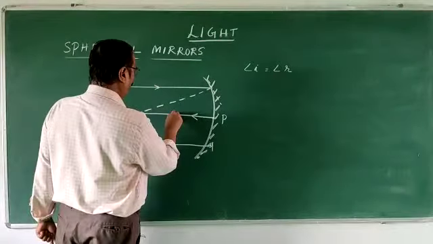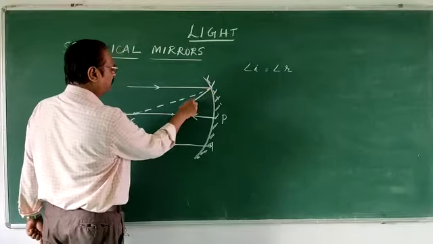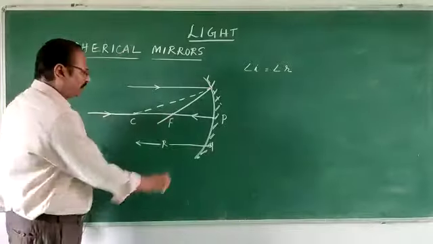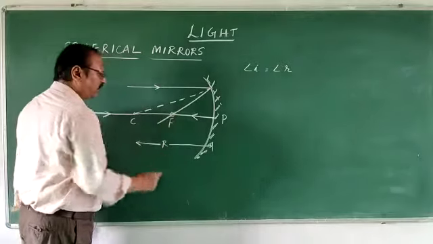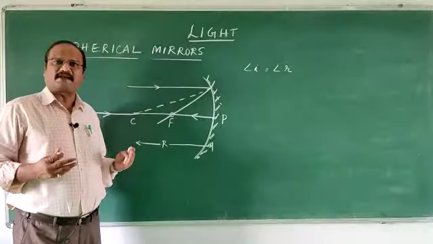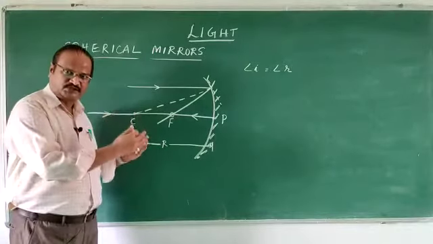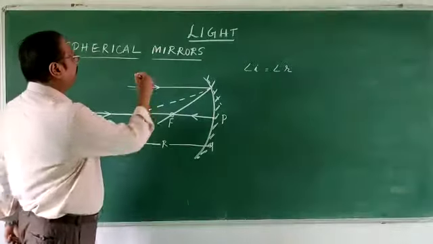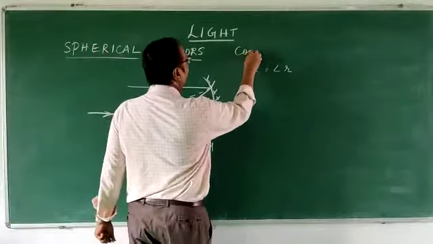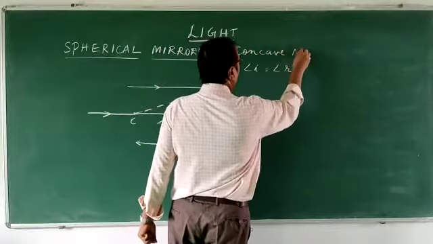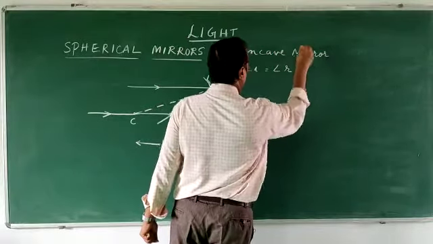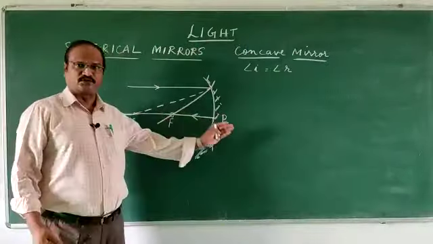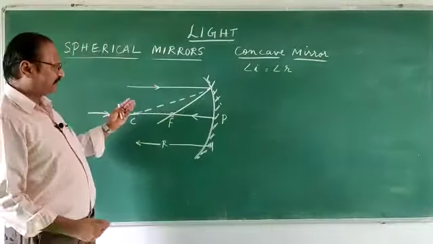So when I draw the reflected ray, I will find that it passes through a point like this on the principal axis. So what is the focus? Focus is where all the rays parallel to the principal axis come and converge, they all meet. And that is called a concave mirror. Remember, a mirror is an opaque object, so the light cannot pass through it, it is reflecting back. Reflecting is bouncing.